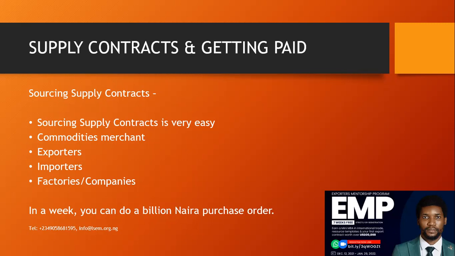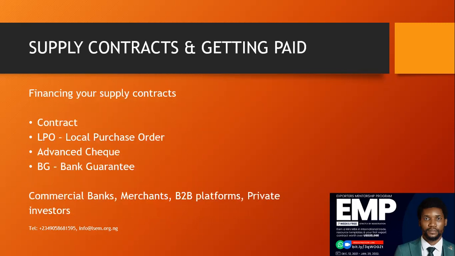So getting paid is also easy, just that for your local purchase order, most times the payment might not come immediately. So let's say maybe you made the supply today, your payment can hit your bank tomorrow or in 2 days, in 48 hours, depending on the company or factory that you are making the supply to.